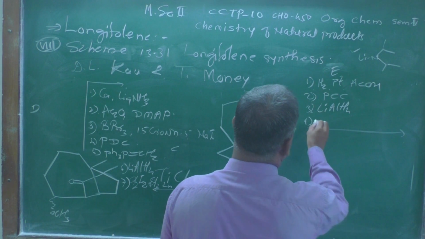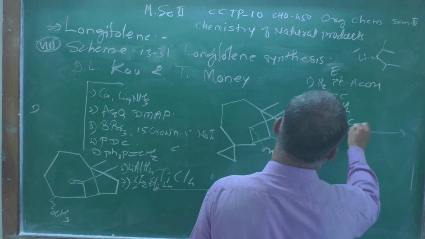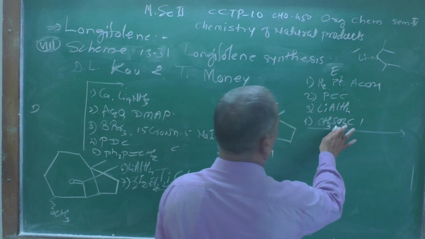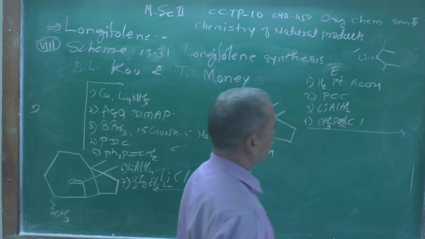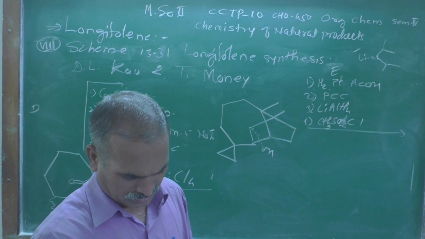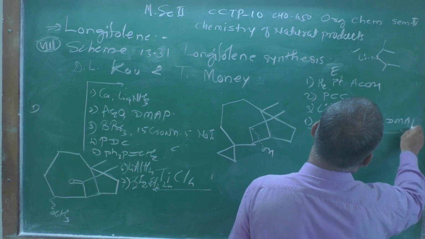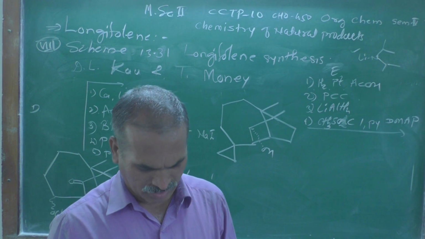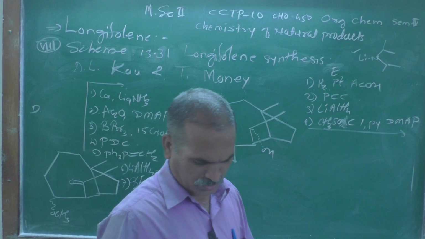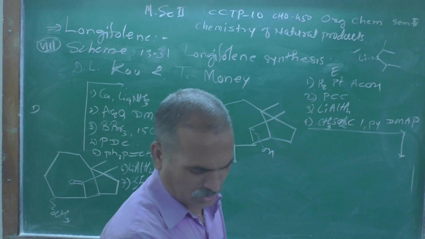And the fourth reagent will be CH3SO2Cl, SO2Cl, not SO3, methanesulfonyl chloride, pyridine and DMAP, that is dimethylaminopyridine. And by doing all these things, finally the structure which we are getting is longifolene.